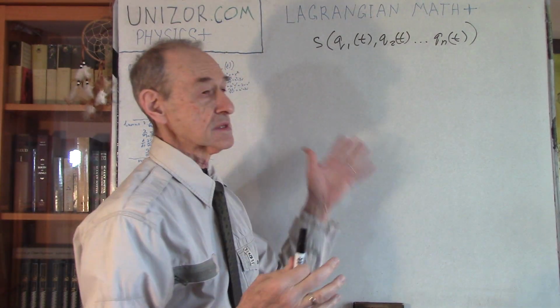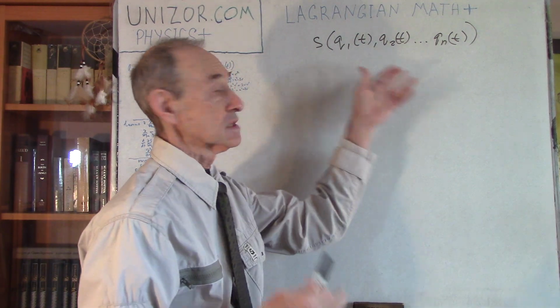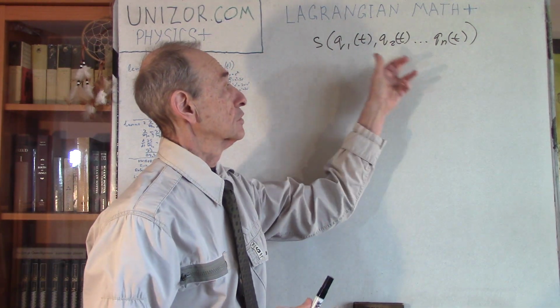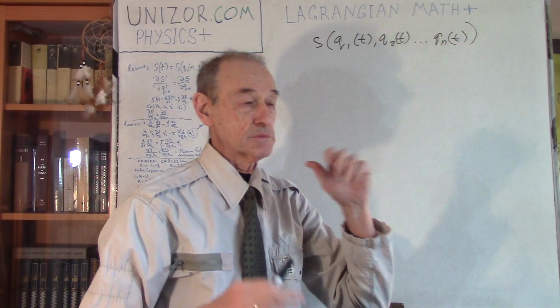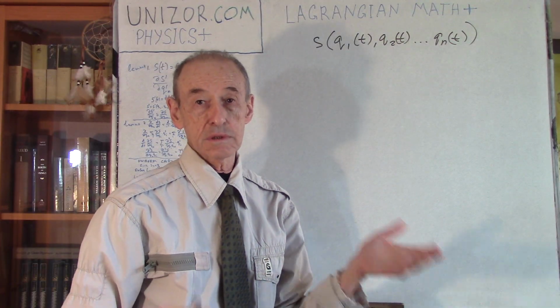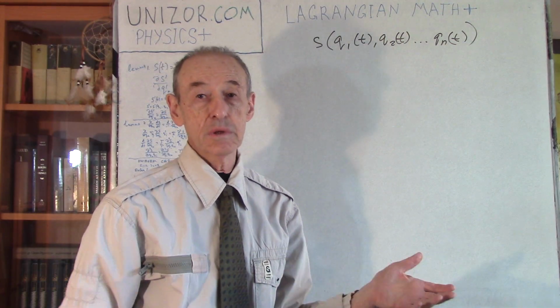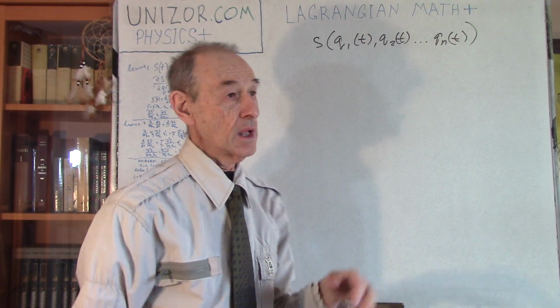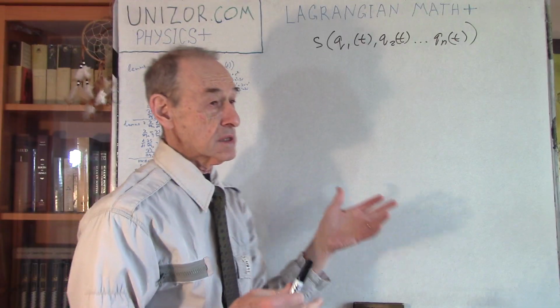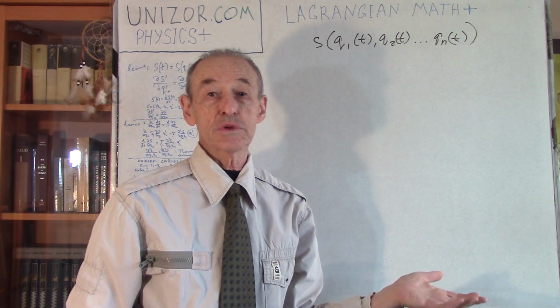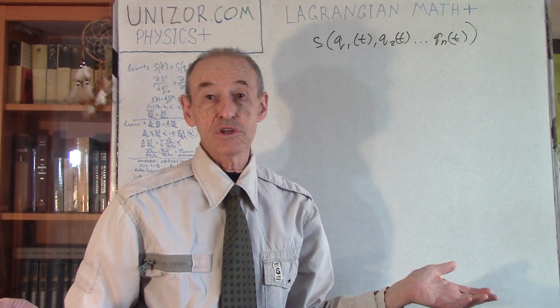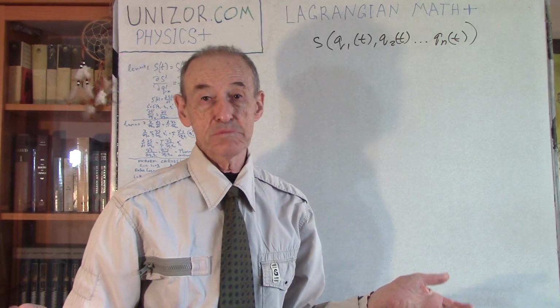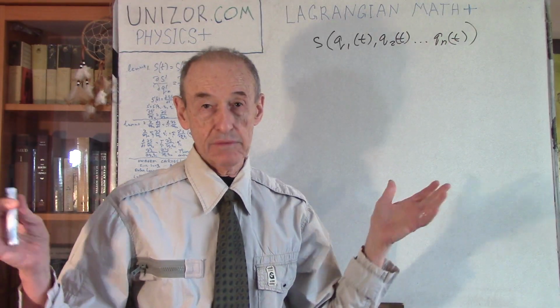Now, what is this from the physical standpoint? Well, t is time, and q1, q2, qn are coordinates of some point in some n-dimensional space. Now, what is function s? It is whatever function of these coordinates it is. Maybe it's energy, maybe it's the magnitude of its speed, maybe it's whatever.